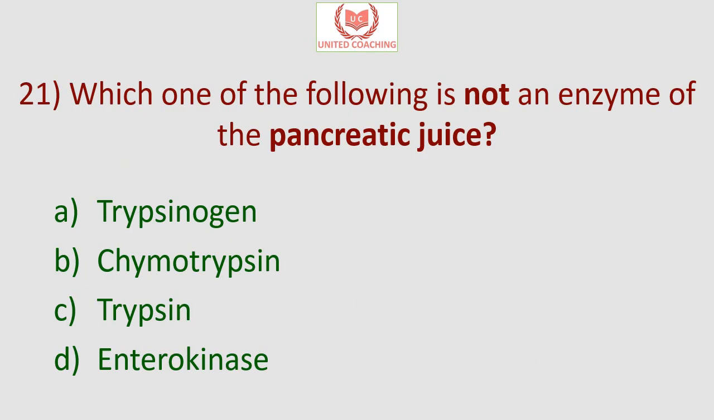Our next question is, which one of the following is not an enzyme of the pancreatic juice? So is it trypsinogen, chymotrypsin, trypsin or enterokinase? So the answer is enterokinase. Enterokinase, also known as enteropeptidase, is an enzyme produced by the cells of the duodenum, and enterokinase converts trypsinogen, which is a zymogen, into its active form, that is trypsin. Now zymogen is nothing but the inactive form of an enzyme. So the answer to this question is enterokinase is not an enzyme of pancreatic juice.